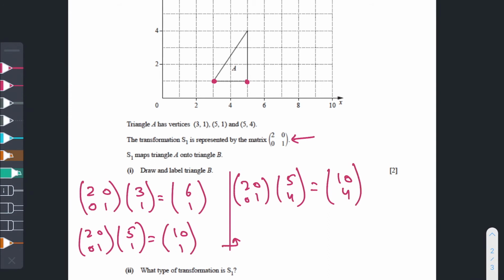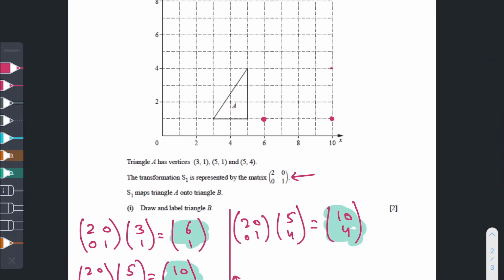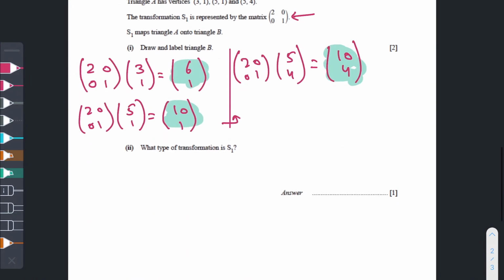Now let's plot these 3 points on our grid. When we plot these 3 points on our grid, 6 and 1 is over here, 10 and 1 is over here, and 10 and 4 is going to be over here. Okay, let's connect this. And you connect all these numbers. This is called B. The question also asks, what type of transformation is S1? Of course, it is a stretch.